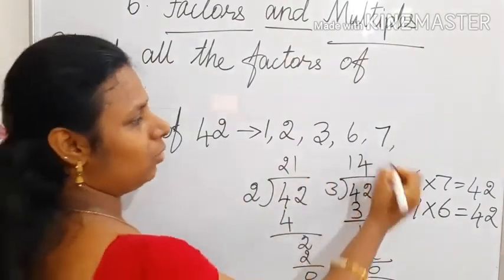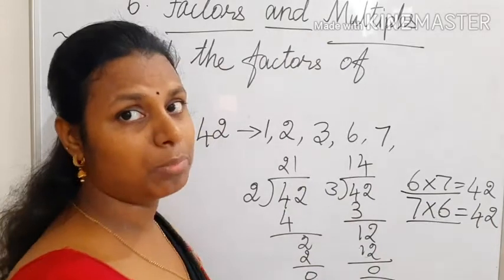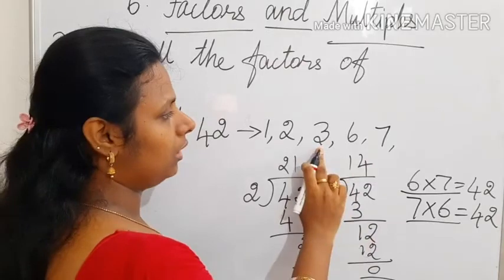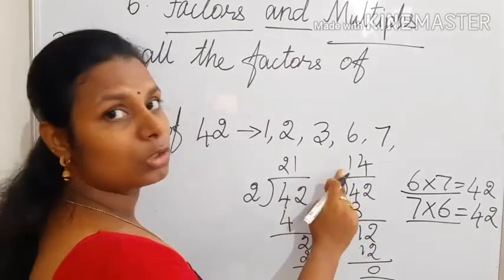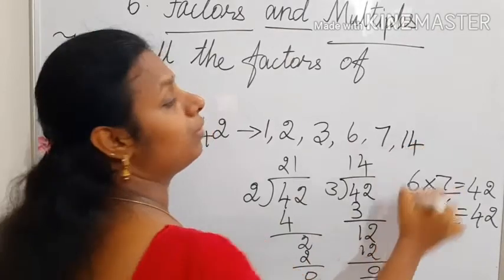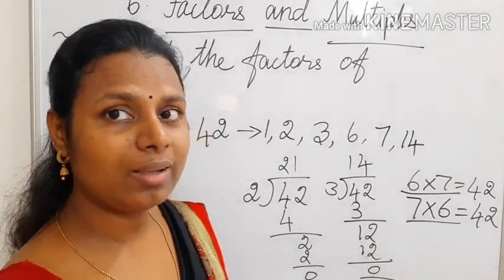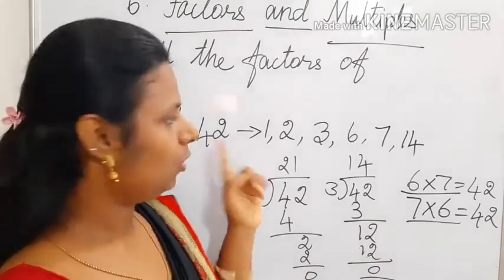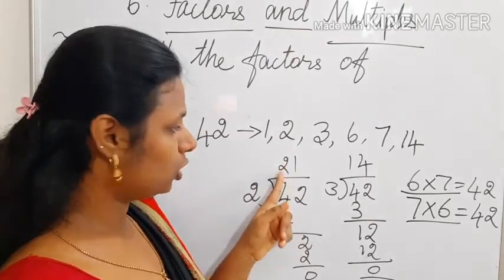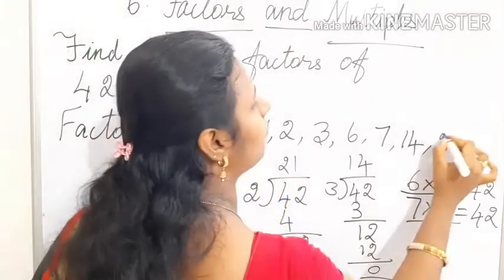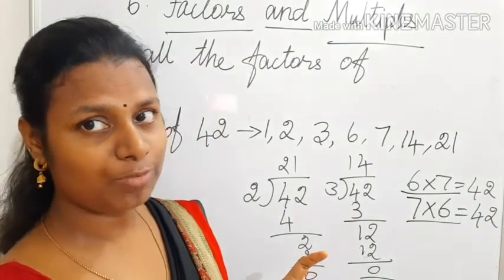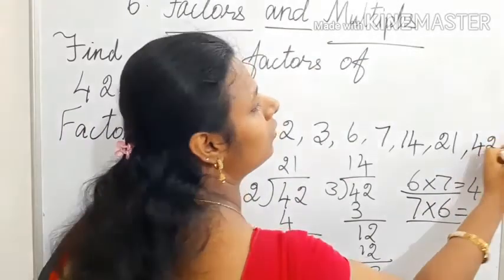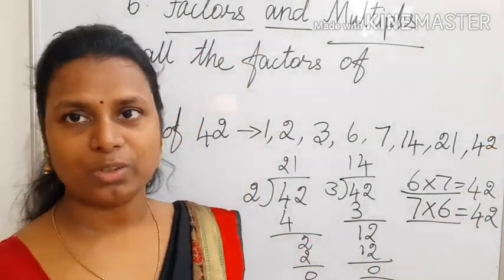Just you see. Now 6 sevens are, 7 sixes are. So I am not going to say the table now. These two numbers are over. Now we have divided by 3. What was the quotient? 14. So the next number will be 14. In the table of 14, 42 will come. 14 threes are 42. Then we will take 2. What was the quotient? 21. So 21 twos are 42. Then 1. Of course 42. 1 forty-twos are 42.